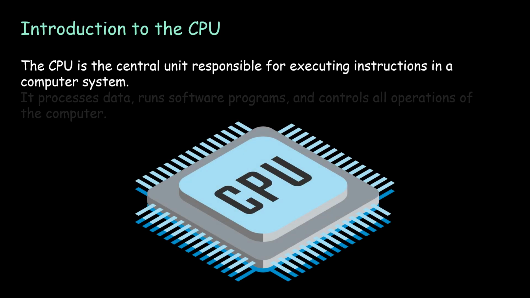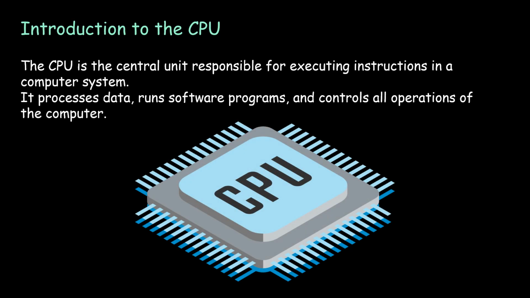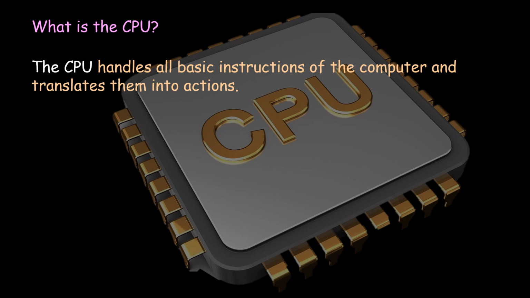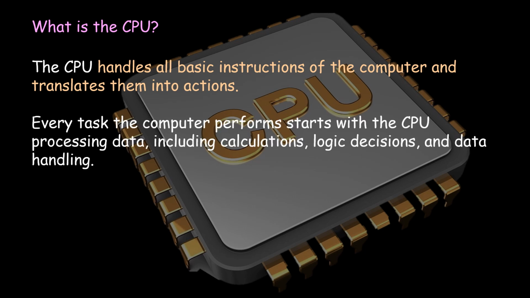Introduction to the CPU. The CPU is the heart of the computer and it's responsible for executing instructions, processing data, and running software programs. The CPU takes care of everything from calculation to controlling how data moves inside the system. What is the CPU? The CPU is responsible for interpreting and executing instructions. Whether it's performing complex calculations, making logical decisions, or managing data, every task the computer carries out begins with the CPU.